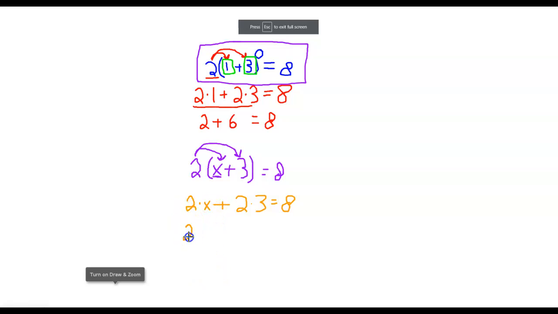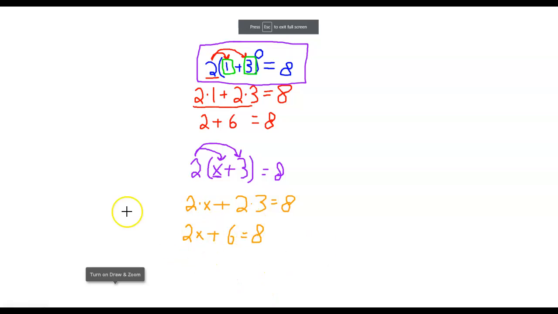That's just 2x. Okay, and that's being added to... Do I know what 2 times 3 is? I sure do. It's 6. And we're adding that to 8. Now remember, I want to figure out what x is.